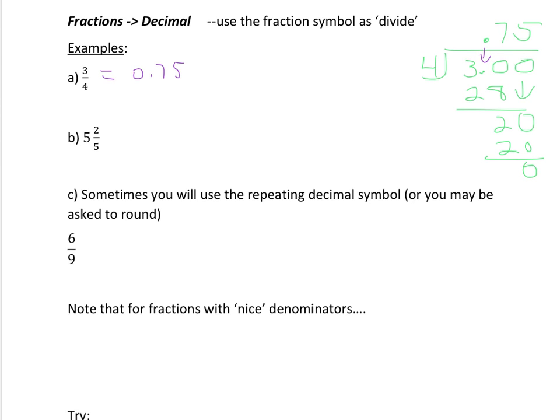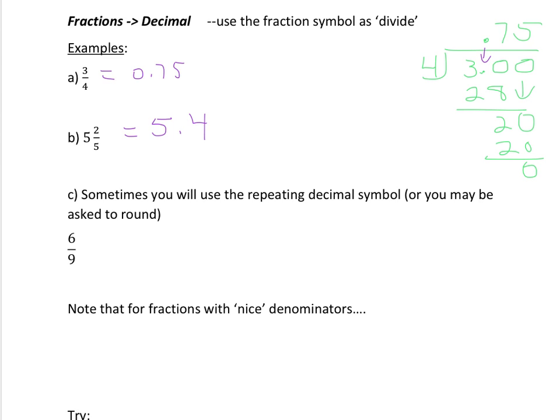5 2/5 becomes, if you did 2 divided by 5 using long division or your calculator, you'll get 0.4. So this gives you 5.4. Okay? Sometimes you're going to need to use a repeating decimal symbol, or you might be asked to round, depending on the type of question.